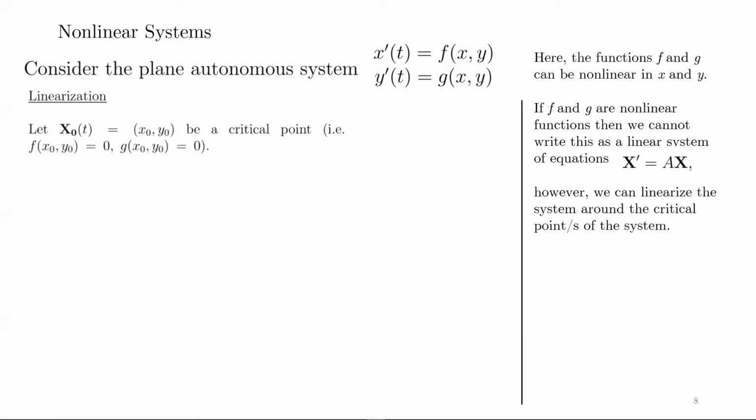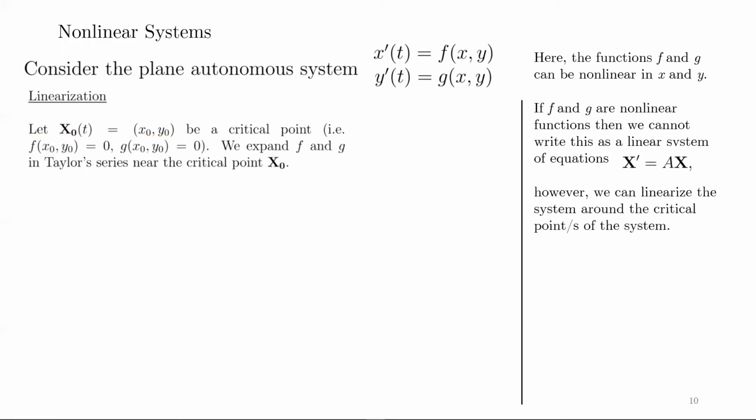So we're going to let x naught, y naught be a critical point. A critical point is where this function f is equal to 0 and at the same time g is equal to 0. These both have to be equal to 0 simultaneously. If f is equal to 0 but g is not equal to 0, this is not a critical point. They must be 0 simultaneously.